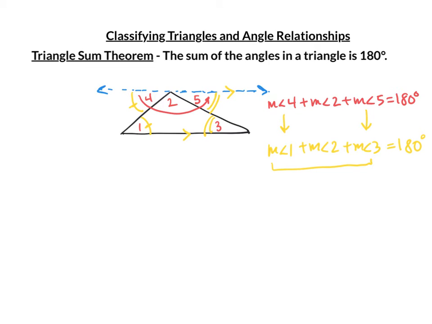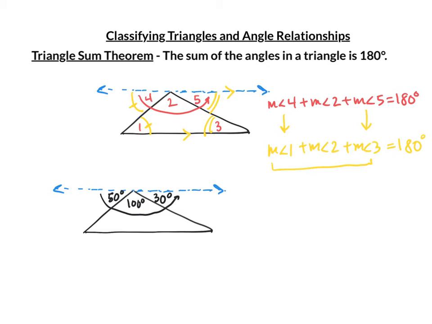Let's put some numbers in there. Maybe that'll make it easier to see. Just making up some numbers for an example. If this angle was 100 degrees, this angle was 50 degrees, and this was 30 degrees, notice that no matter what, these three have to add to 180 because they make that straight line.